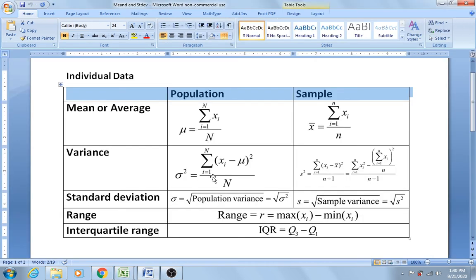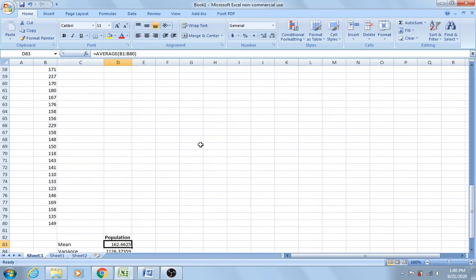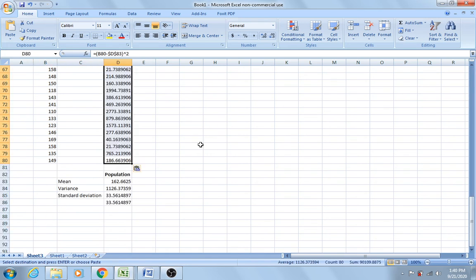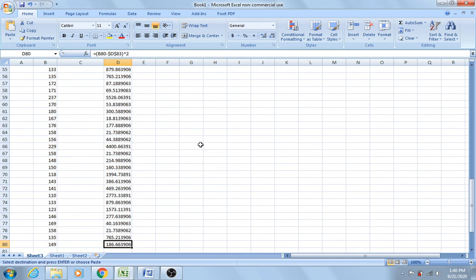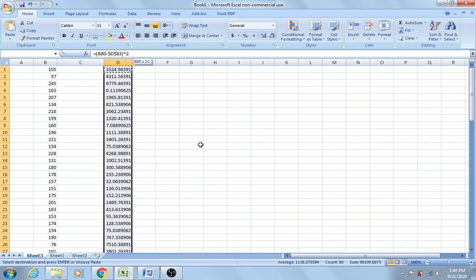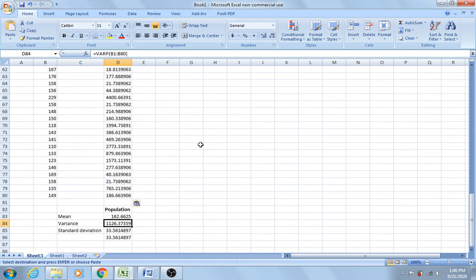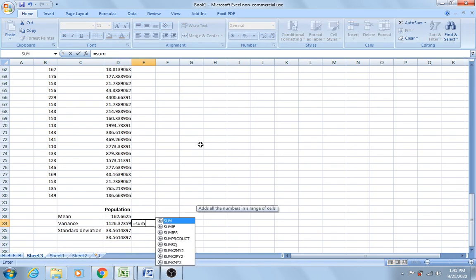And according to the formula, we need to do it for every data in the population, from the first observation till the last observation. So we just need to copy everything down. Okay, so the next thing that I need to do is to add those numbers together, so I just need to sum them.